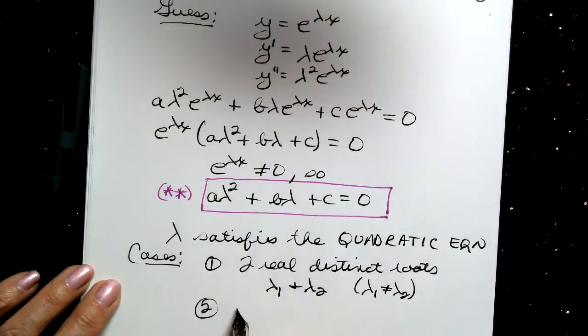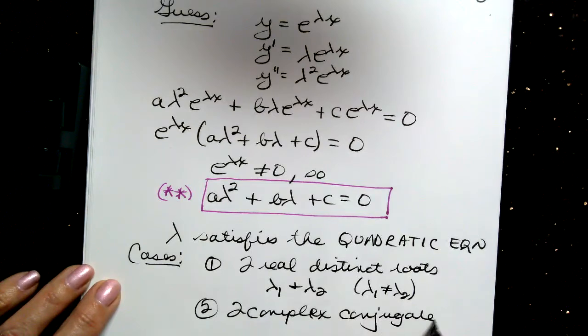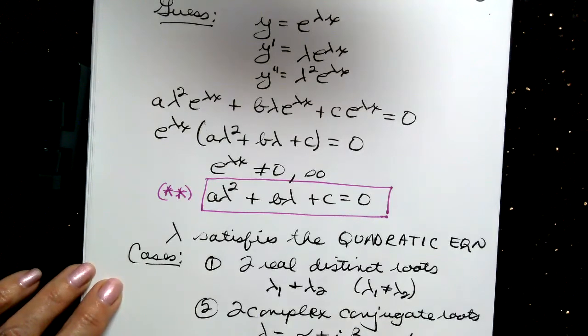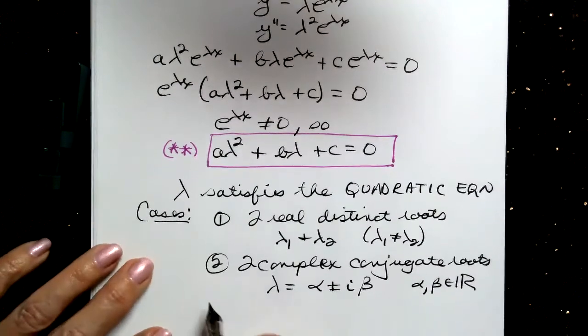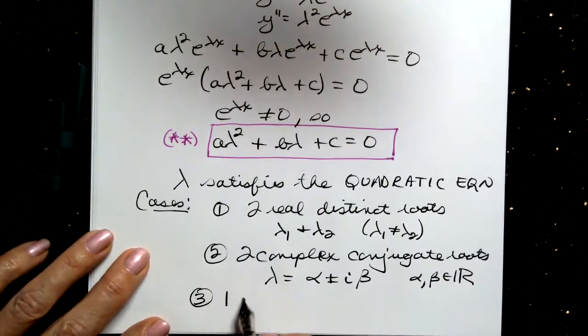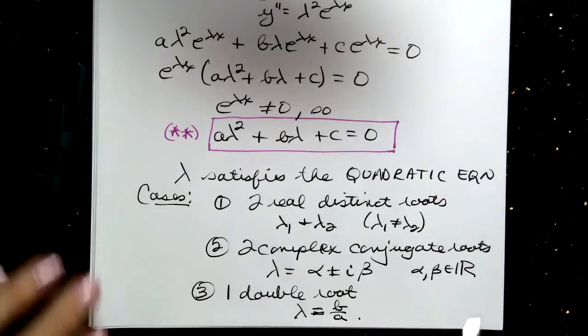You have two complex conjugate roots. That's another possibility. So λ is equal to α ± iβ for α and β real numbers. And the other possibility is you have one double root, that is, λ is equal to -b over 2a. I'll go over how you get each one of those, but that's elementary high school algebra.